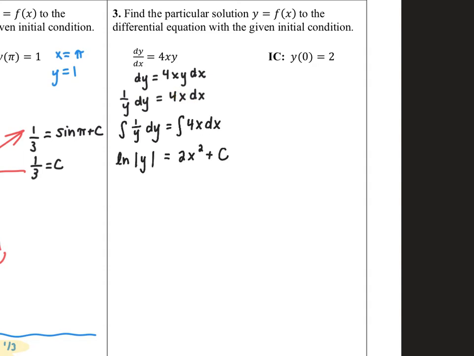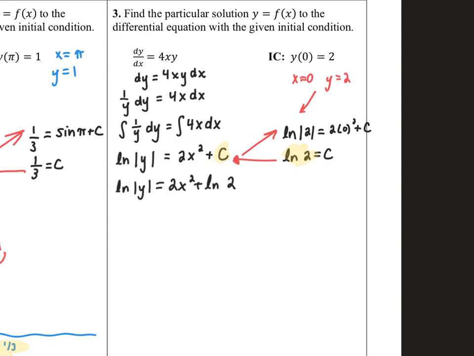Next, I'm going to go off to the side and use my initial condition, which is x equals 0 and y equals 2. That gives me a c value of the natural log of 2. Generally, these are without a calculator, so you're just going to leave it natural log of 2 and replace the c with that. My next step is to solve for y, and sometimes that's easier said than done. I'm doing the natural log of y over here.